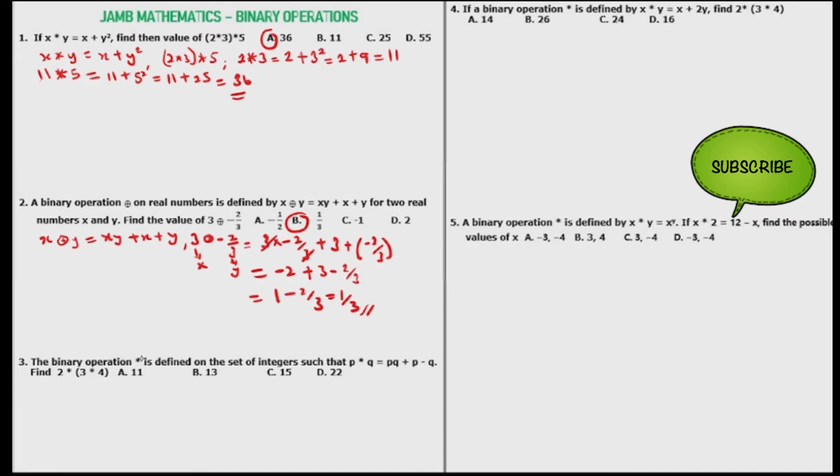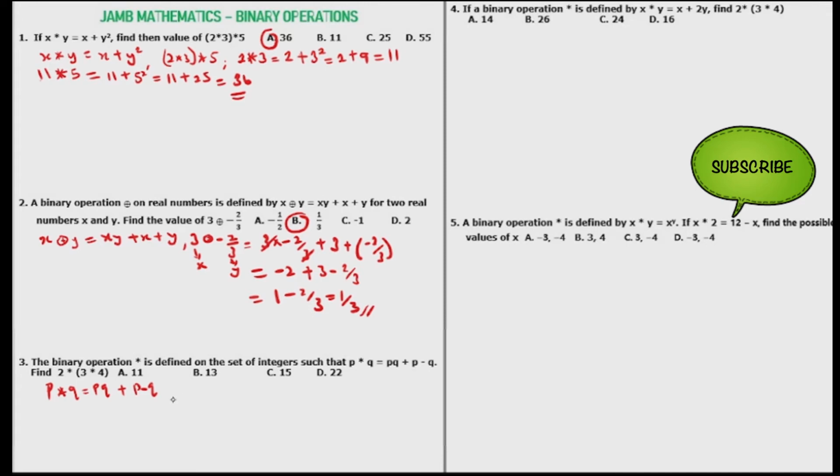Now let's move to question number 3. The question says the binary operation asterisk is defined on the set of integers such that P asterisk Q is equal to PQ plus P minus Q. Now that's the operation given to us.